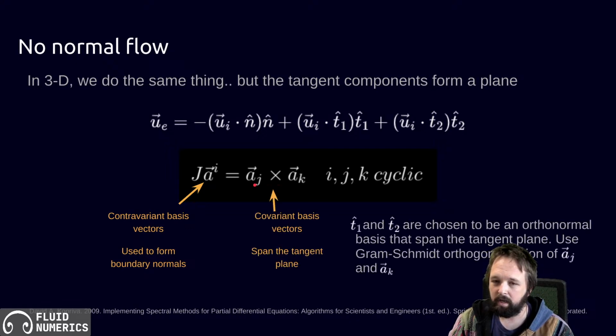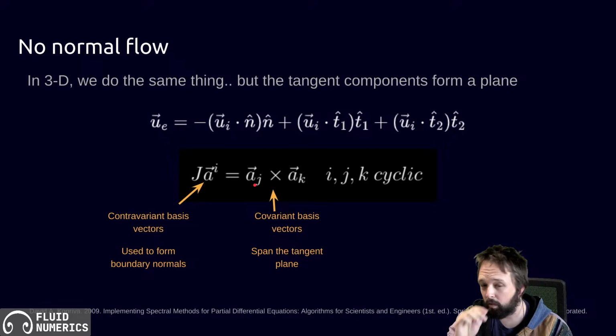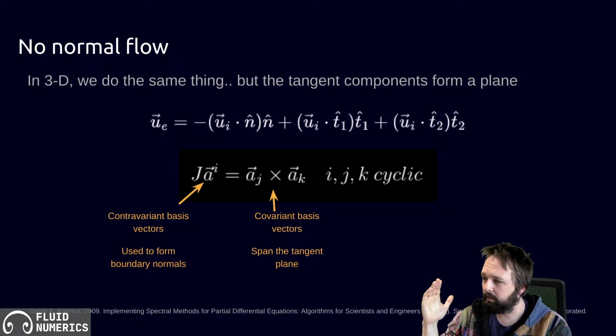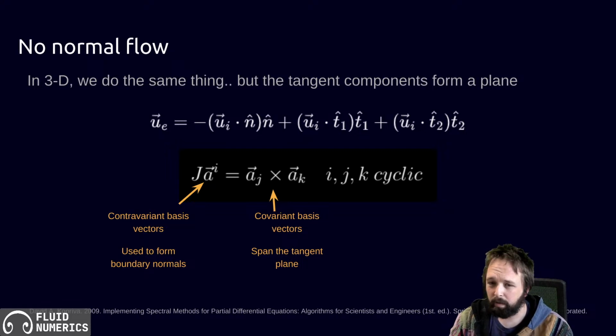These a_j and a_k are what are called the covariant basis vectors. They are always pointing along coordinate lines. But if I'm on a boundary and I pick a particular Ja^i that corresponds to the outward pointing normal, I know which a_j and a_k correspond to that. And in fact, those are going to span the tangent plane.